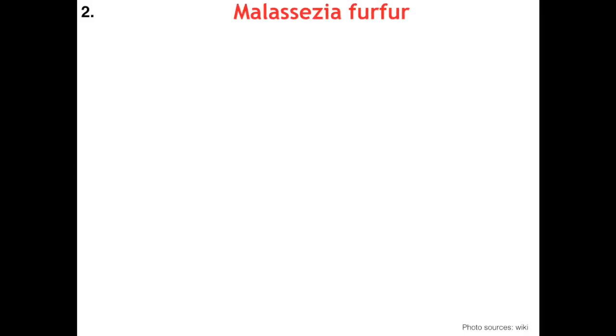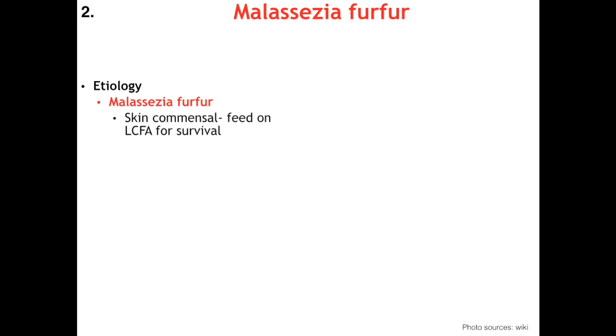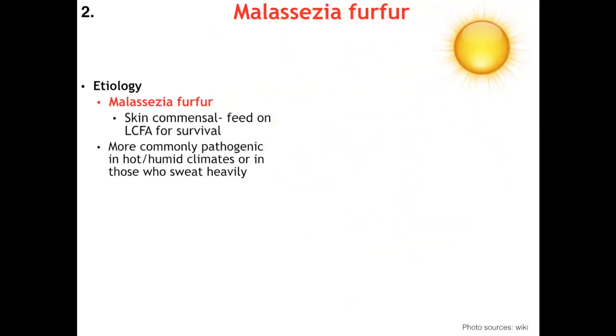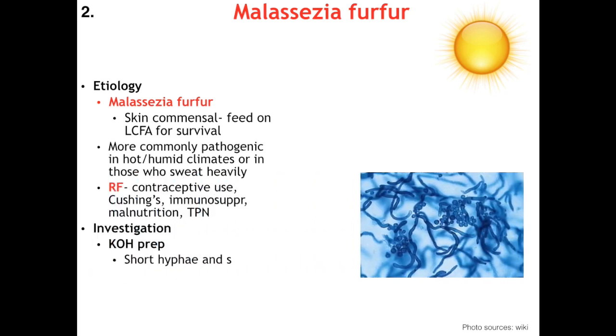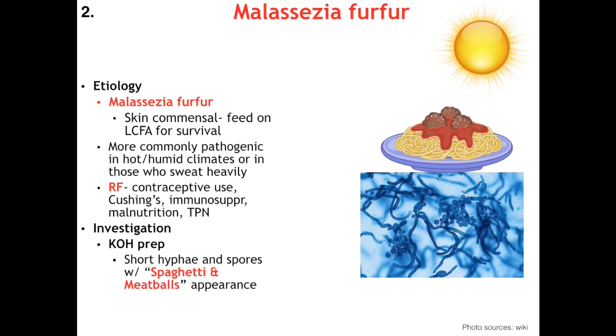And for our next pathogen, we have Malassezia furfur, who is actually a skin commensal because she feeds on long-chain fatty acids. She's more commonly pathogenic in hot or humid climates, or in those who sweat heavily. Risk factors include contraceptive use, as well as immunosuppression, malnutrition, as well as total parenteral nutrition. Most importantly, the morphology on investigation, a KOH wet prep, you will see short hyphae and spores with the typical spaghetti and meatballs appearance. And on Wood's lamp, you will see a copper-orange fluorescence.